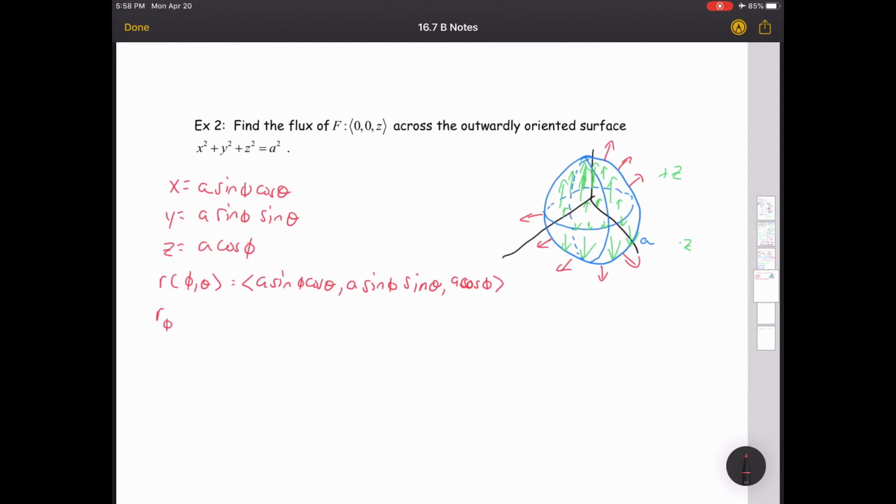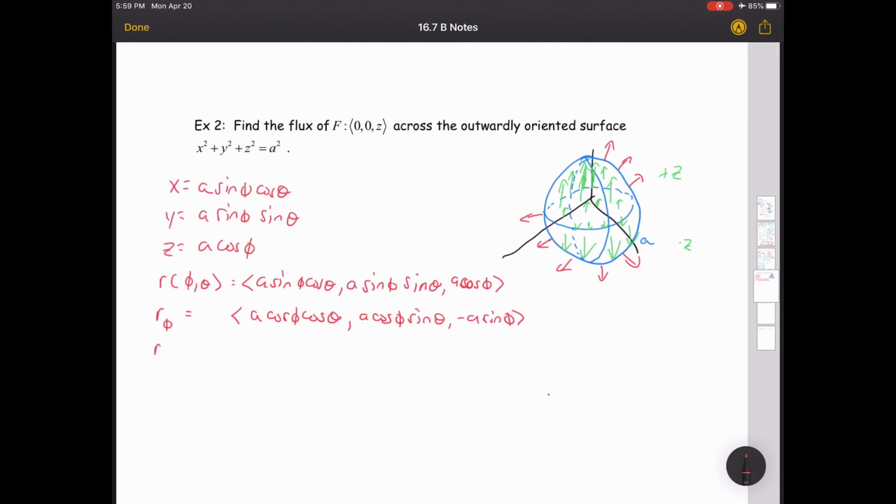So we'll need our partial with respect to phi. And that's going to be a cosine phi cosine theta, a cosine phi sine theta, and then negative a sine phi. Yeah, that looks right.